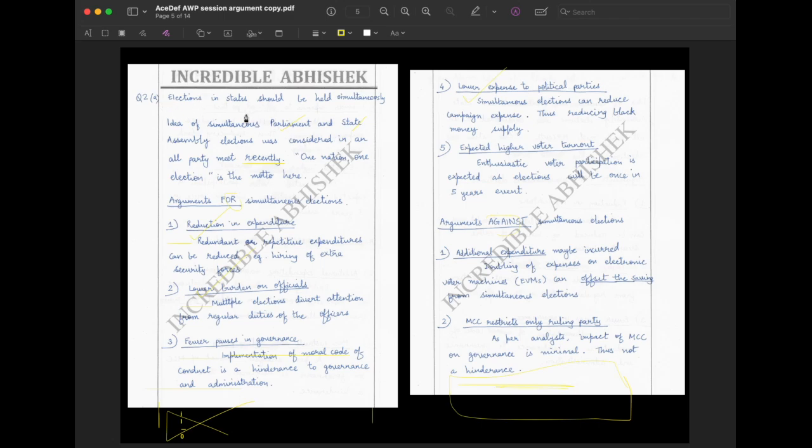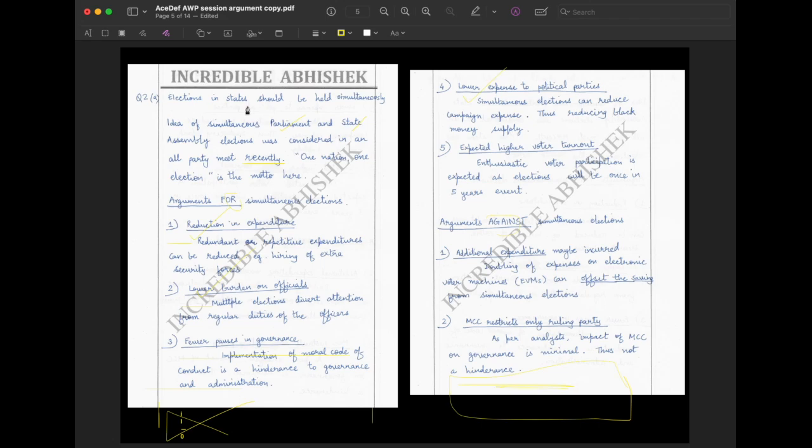Now, if the question is whether elections in the state should be held simultaneously: if someone writes here about electoral malpractices, or about some unknown fact of the Representation of the People Act, or something about Arvind Kejriwal saying something, then that is not directly relevant to this. You will be wasting your space, your time and your word limit.